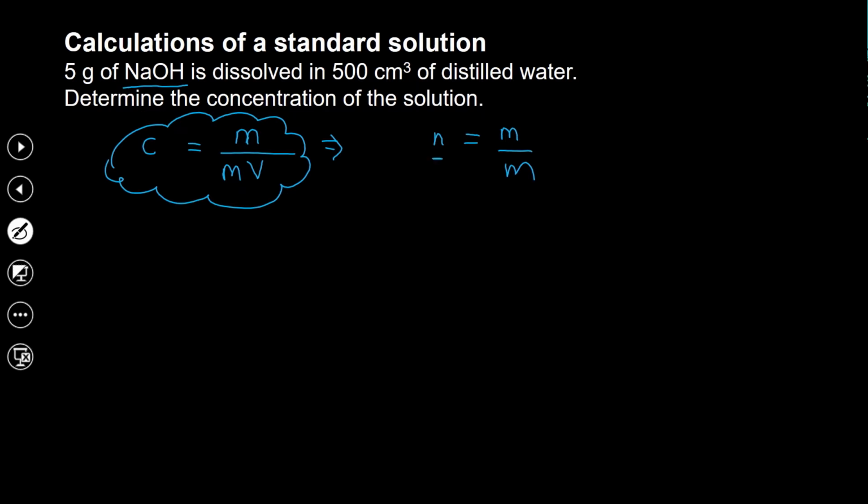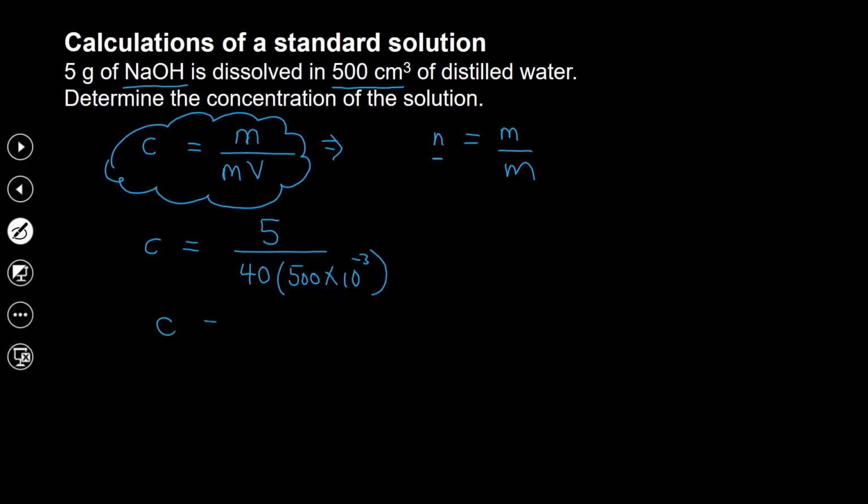So we would say then C, which is the concentration, equals the mass of sample, which is 5 grams, divided by the molar mass of sodium hydroxide. Sodium is 23 plus 16 plus 1, that gives us 40 grams per mole. Then what is the volume? But remember, the volume needs to be in cubic decimeters, which is the SI unit. So this would be 500 divided by 1,000, which is 500 multiplied by 10 exponent negative 3.